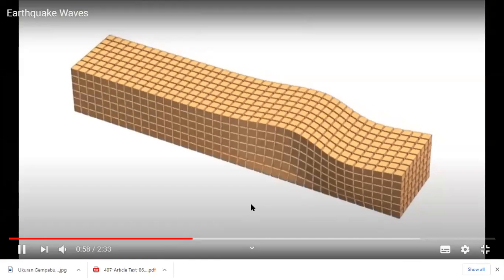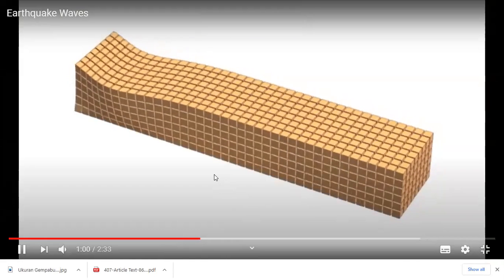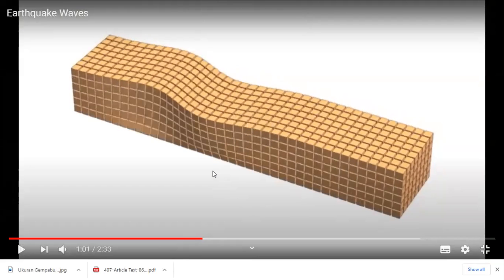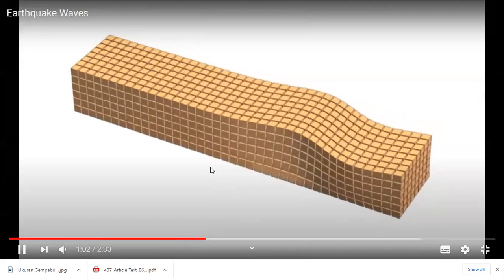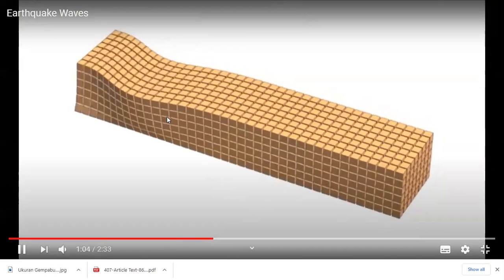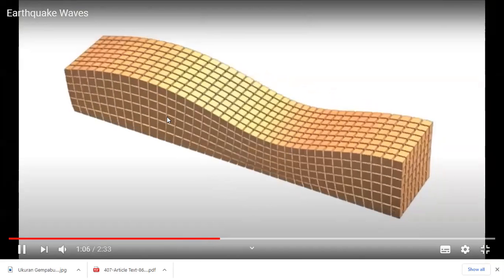The first type is called a Love wave. Love waves are a type of surface wave. It moves the ground from side to side in a horizontal motion. This motion particularly damages the foundations of buildings.